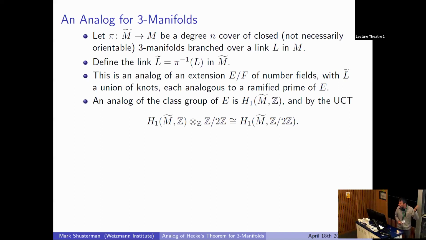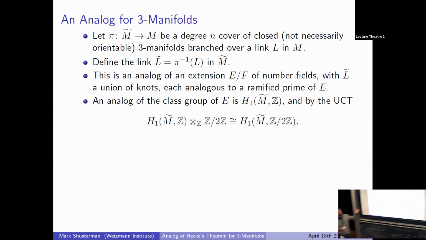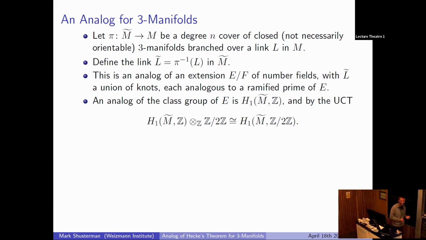If you remember from the previous slide, I eventually want to work with the class group tensor Z mod 2Z and show that some class is trivial, and I'm using the universal coefficient theorem to show that I can just view it as a homology. Now I realize that symplectic vector spaces are even-dimensional, and therefore I should have figured out that the character, which is one-dimensional, should not have been symplectic. That was a good sanity check.